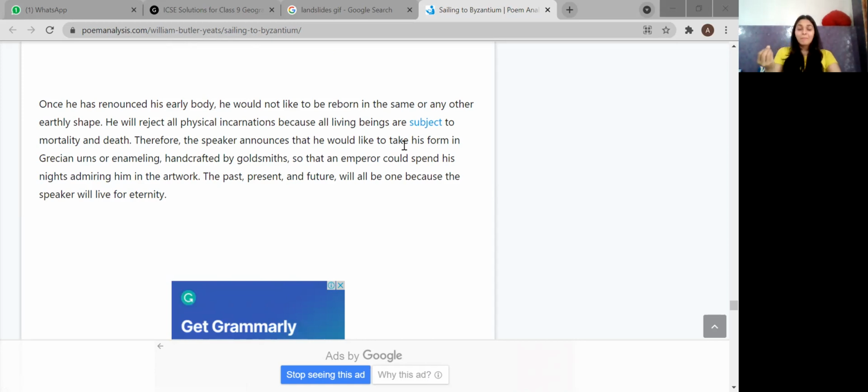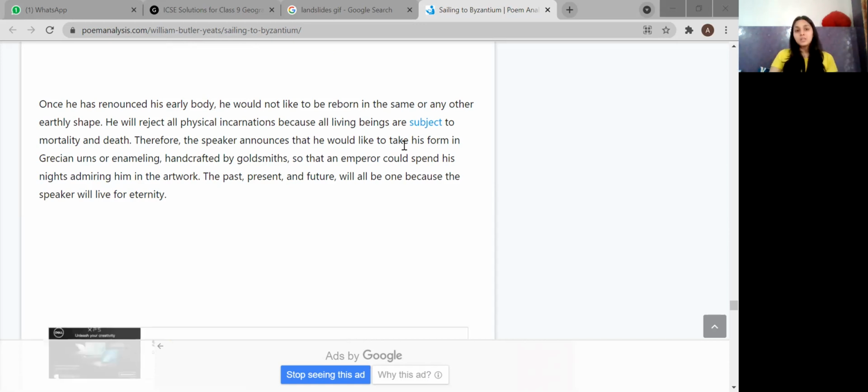Handcrafted by goldsmiths. So he wants to be like those forms, like I said, the Greek gods or the pharaohs. They were made in gold, and they were enameled in that shape. So he wants to take the shape of these Grecian urns. They are handcrafted by the goldsmiths, so that an emperor could spend his nights admiring the artwork. So he wants that shape because the emperor of the place, or the goldsmith or the artist, takes whole nights admiring what artwork they should make. The past, the present, and the future will all be one because the speaker will live for eternity.